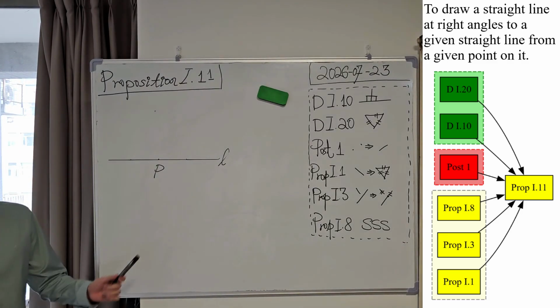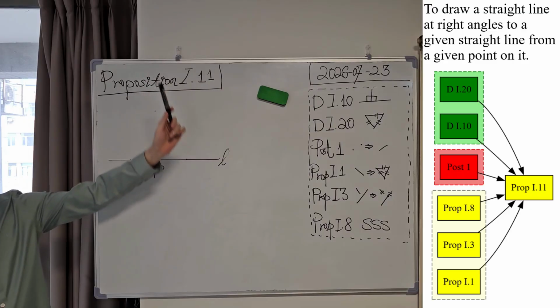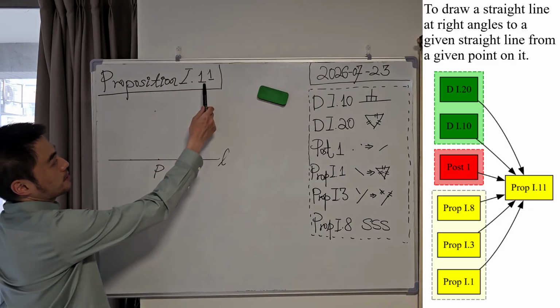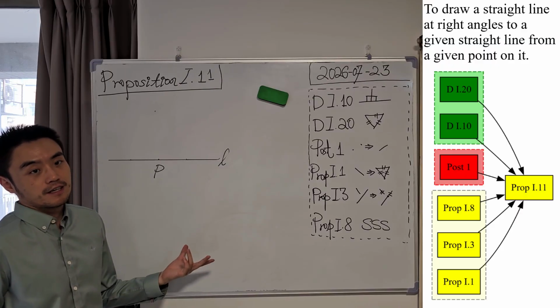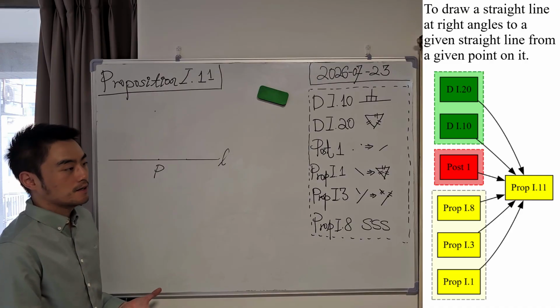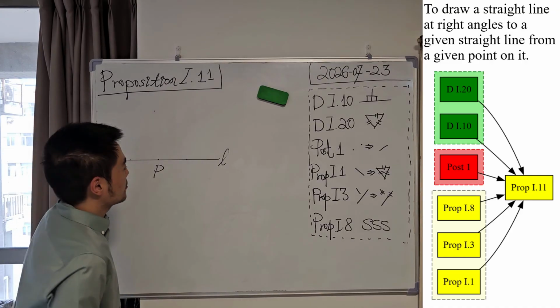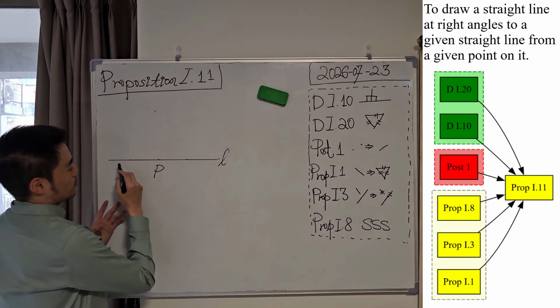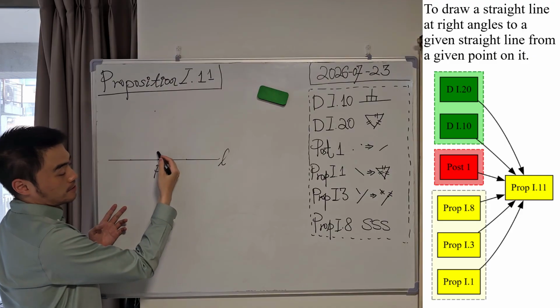Good afternoon. In this video, we are going to talk about proposition 11 from book 1. This proposition declares that we are able to construct a straight line at right angle to a given straight line at a given point on this straight line. For example, we are given a straight line L and a random point P on this straight line.